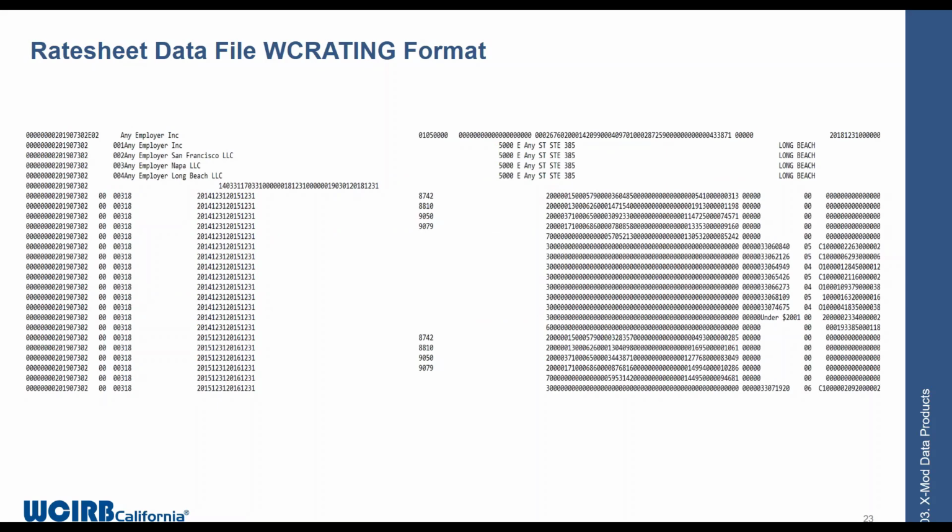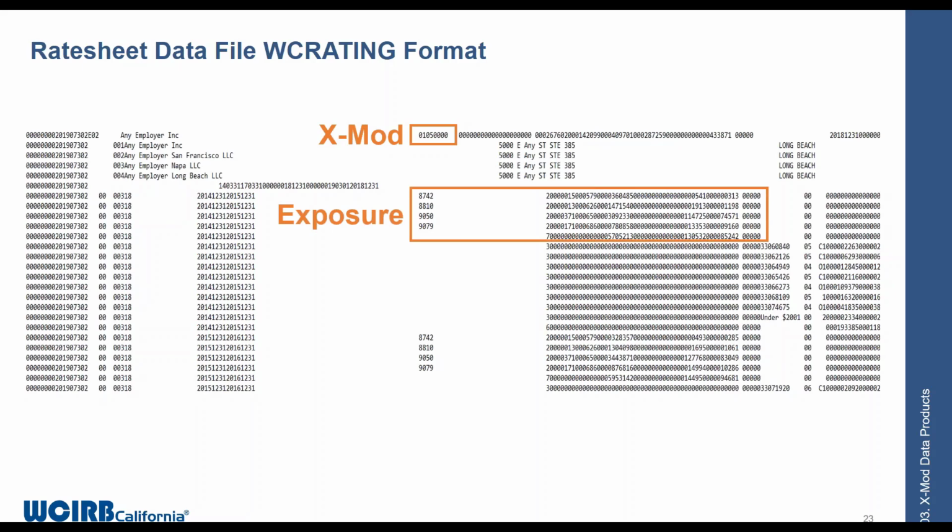So this is an example of a WC rating format. Here is the XMod up in the upper part. Again, the fields are all defined, so this isn't like magic trying to figure this out. Once you know where the fields are, you're able to map all of this information. For this particular policy, this is the exposure. These are the class codes, and embedded in these strings is the exposure that's associated with those class codes. For this policy, this is the claims data. Again, all this string of information is reflective of various values associated with the claims.